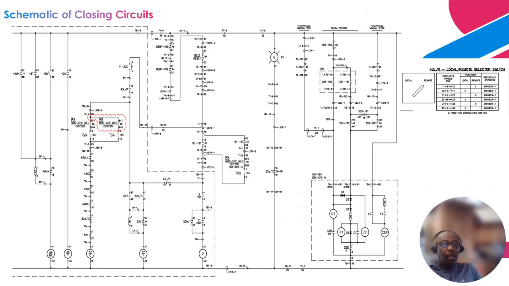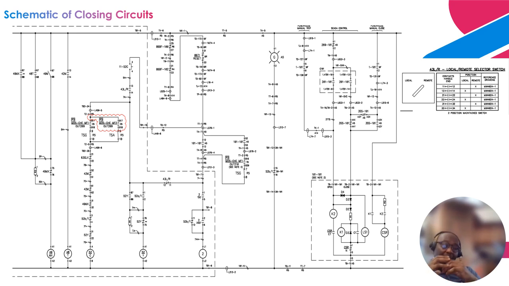Okay, so the schematics for high voltage circuit breakers basically consist of a closing circuit, a tripping circuit, alarm circuit and annunciator circuits, and auxiliary circuits. For breakers with a high voltage, especially 69 kV and above, 115 kV, 230 kV, 345 kV, 500 kV, 765 kV, usually the closing circuit is on its own drawing. Then the tripping circuit is on its own drawing.